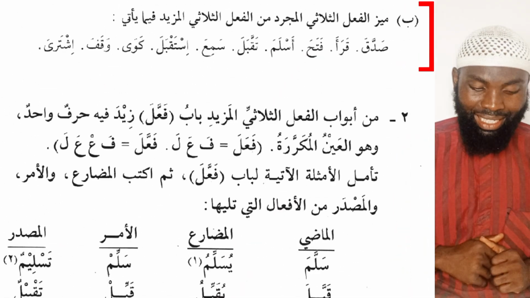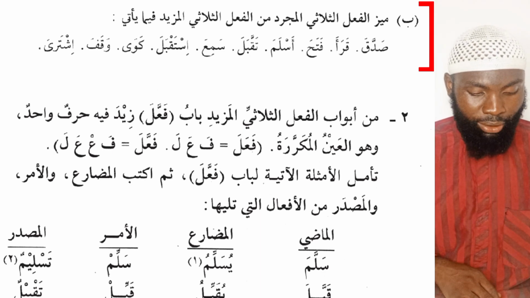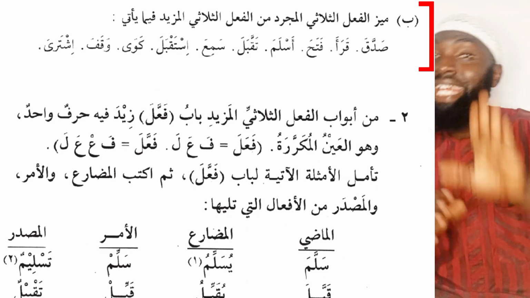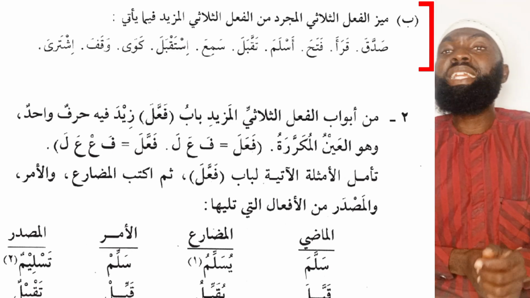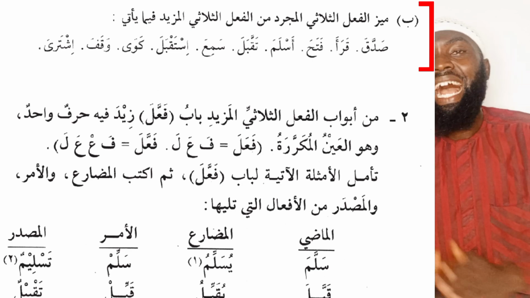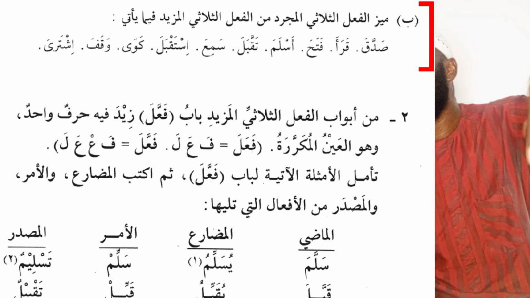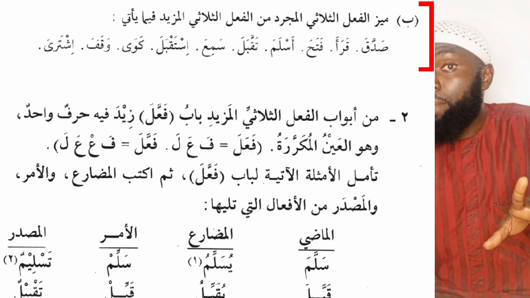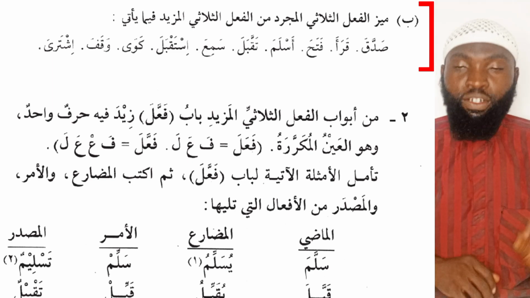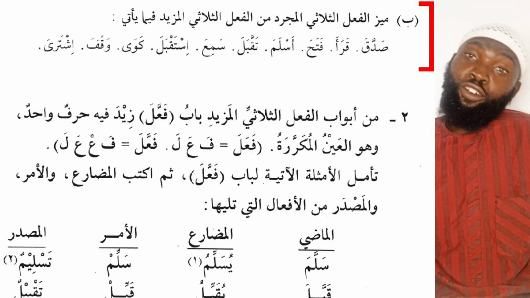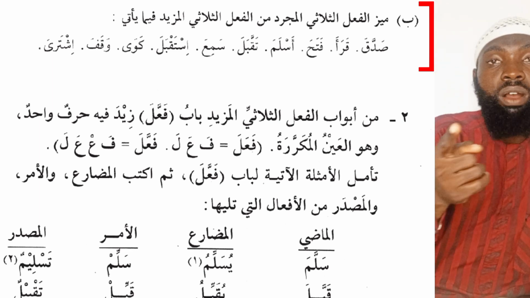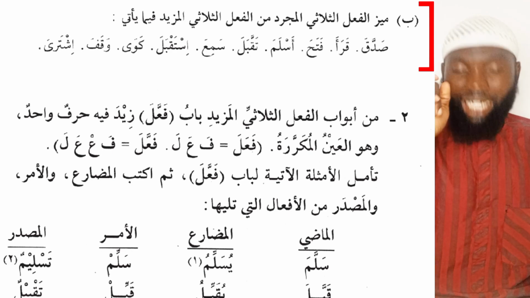The second exercise is ميز الفعل الثلاثي المجرد من الفعل الثلاثي المزيد فيما يأتي. You are here to differentiate between the 3-letter verbs which have their 3 letters as original and the 3-letter verbs which an addition has been made to. They are no longer 3-letter verbs. They originally were 3 letters, but now there's an addition. The first one we have is Sodako. This, of course, is Mazid because a letter has been added. Originally it was Sodako, now it is Sodako, Dal has been added.